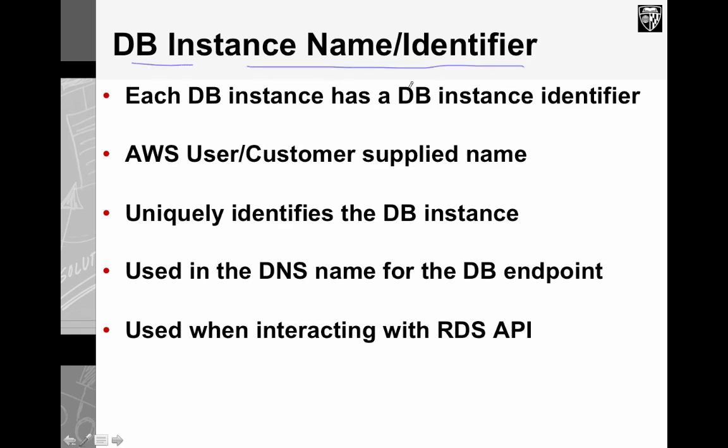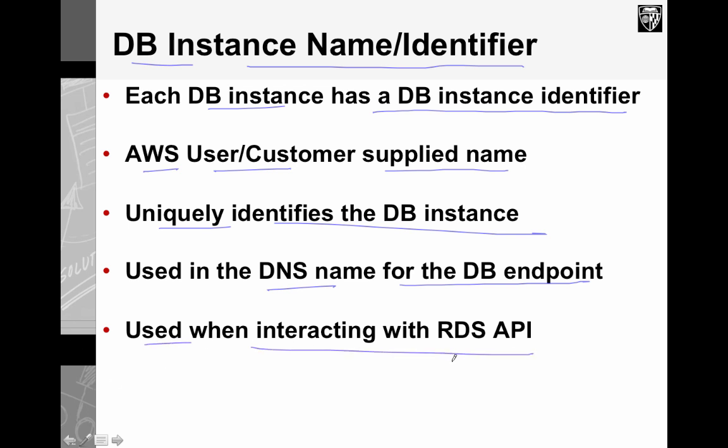DB instance identifier. Every database instance has a database instance identifier. It's a unique name that identifies that particular instance. This is an AWS user or customer supplied name, so you have to supply this particular name. And this name is used in the DNS name for the database endpoint. If you recall, we talked about endpoints. An endpoint is the host name and port combination. The DB identifier is what is used for the endpoint host name. So it is used when you're interacting with the RDS API.